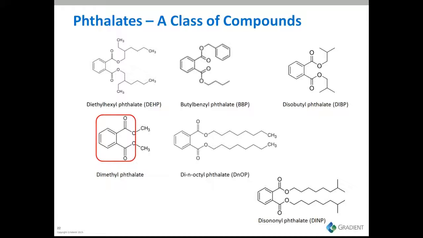So again, this is just an example of different types of phthalates. I don't want to bore you with the chemical structures. I would just note that the red square is the base part of the phthalate molecule, and then everything else are just things that are tacked onto it. So they all are very much structurally similar.